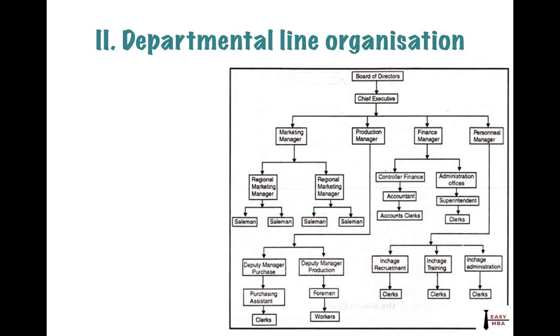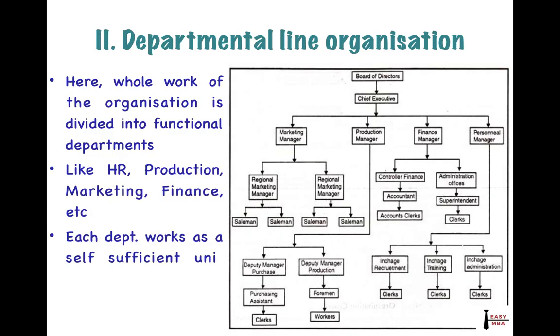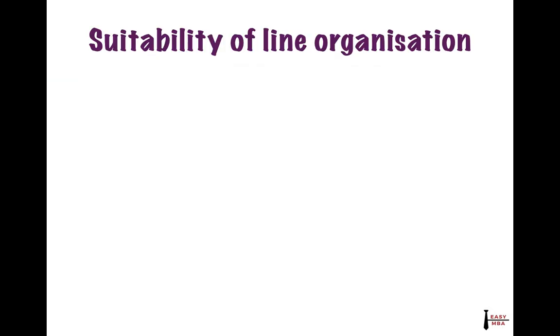So this is also a type of line organization, but here we have created departments in the organization. So the whole work of the organization is divided into different functional departments like the HR, production, marketing, finance, etc. And each department works as a self-sufficient unit. That is, it does not require anybody's guidance, but it is under the supervision of the chief executive and board of directors. Now, where do we usually use line organization, or where is it more suitable?